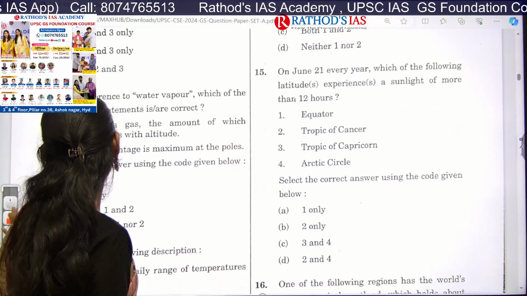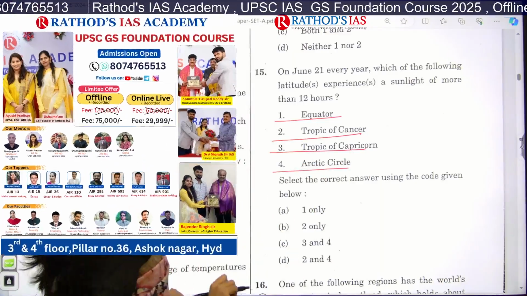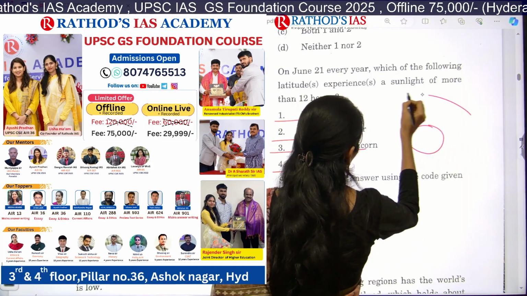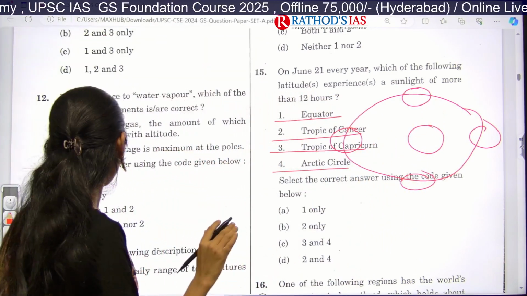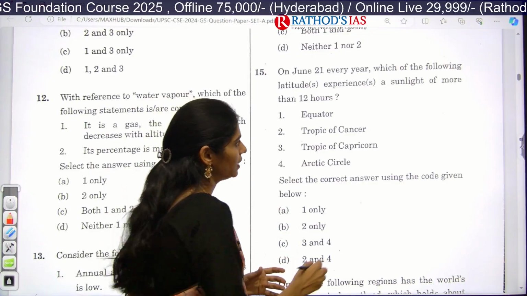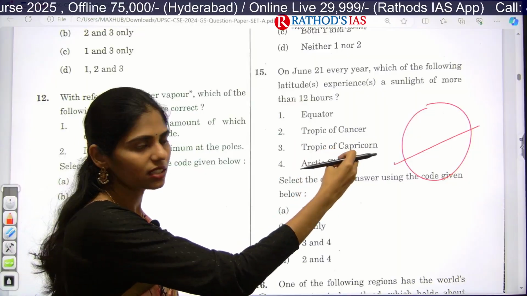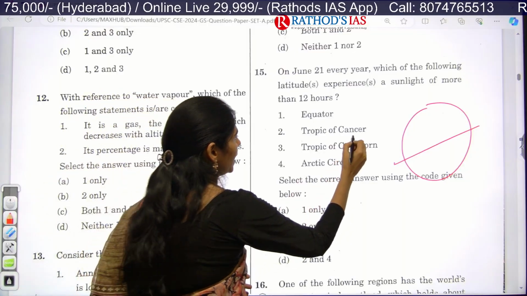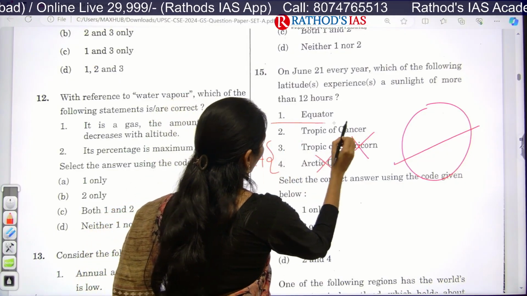So here the first one is equator, the second one is tropic of Cancer, the third one is tropic of Capricorn, and the fourth one is Arctic Circle. If you have seen the motion of Earth, for example here we have the sun, and around this sun Earth will be moving and there are different positions, correct? If you know that, you can easily answer this question. One thing is very clear: the northern part will be receiving more sunlight during this period, especially on June 21st. So we can eliminate tropic of Capricorn and Arctic Circle because they belong to the southern hemisphere. So the answer will be either 1 or 2.